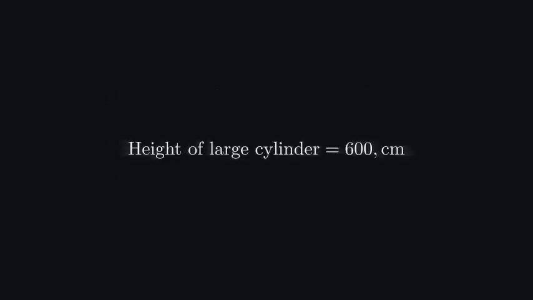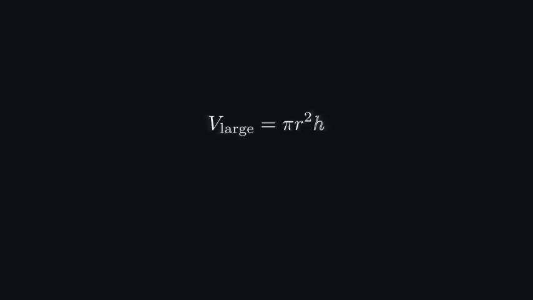Continue the aligned calculation. V large equals pi r squared h. Pi equals 22 over 7, r equals 14 cm, h equals 600 cm.